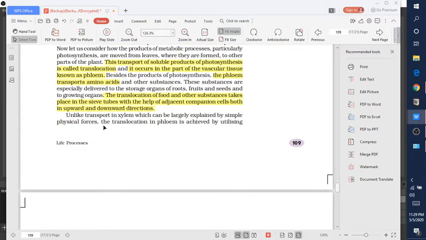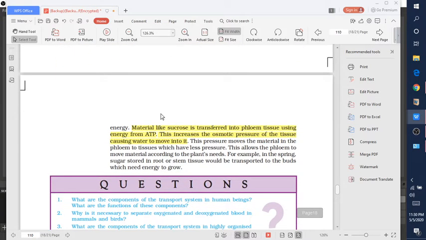Now move on to the next. The translocation of food and other substances takes place in the sieve tubes, with the help of adjacent companion cells, which help in the movement of food in the upward and downward directions. For example, material like sucrose is transferred into phloem tissue using energy in the form of ATP.